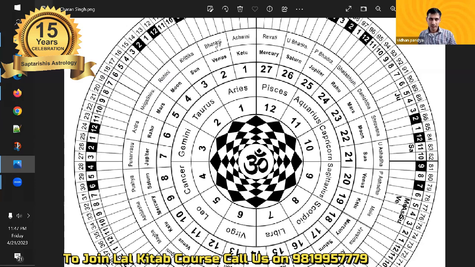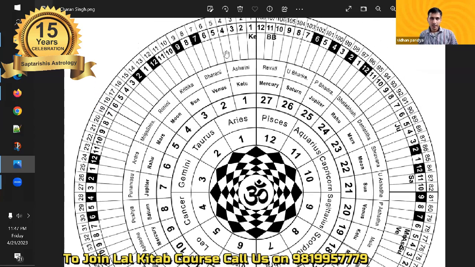The next circle has the names of all nakshatras: Ashwini, Bharani, Krittika, Rohini, Mrigashira, and likewise all the others. Then in the next circle, you can put the planets as per the nakshatra pada. You can look at any chart, identify which nakshatra and which pada a planet is in, and put the name of the planet in that circle.